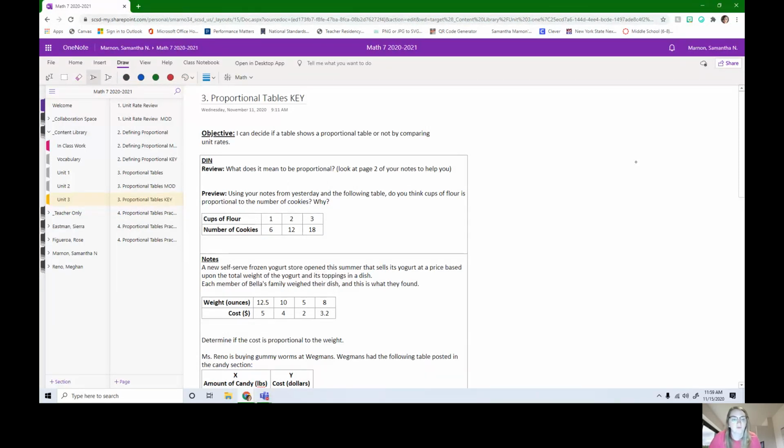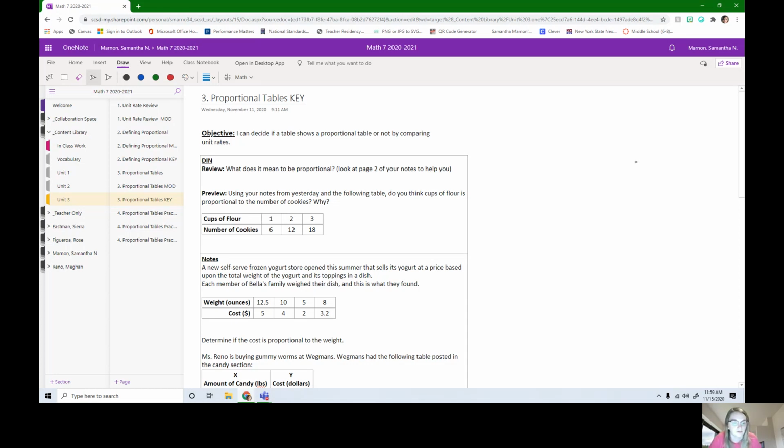So in the last lesson, we learned what it means to be proportional. And so in this lesson, we're going to actually work more with proportional tables and see which tables are proportional, which tables aren't proportional, and just explore a little further. So our objective today is I can decide if a table shows a proportional relationship or not by comparing unit rates.